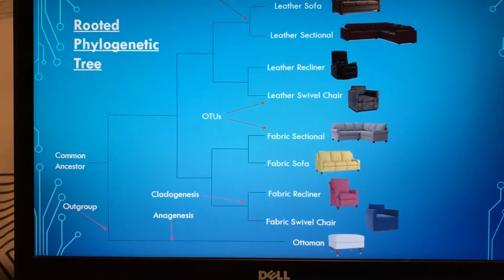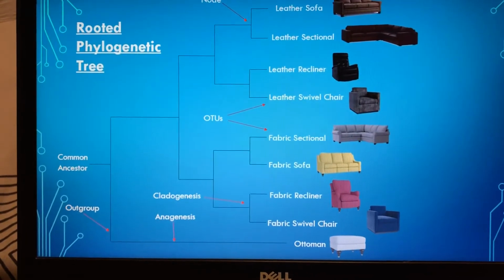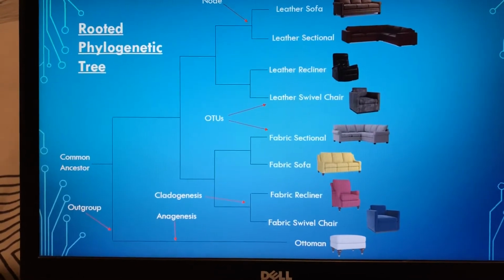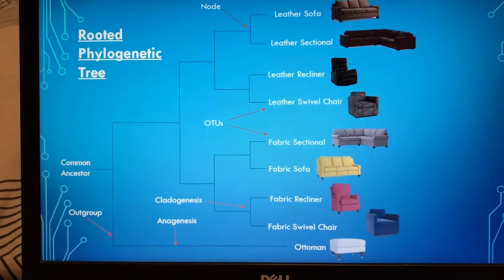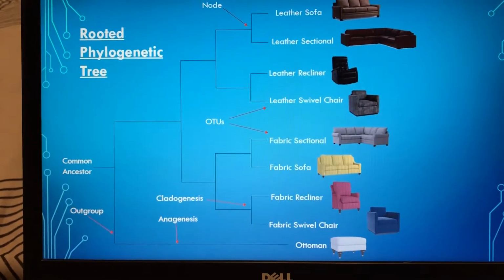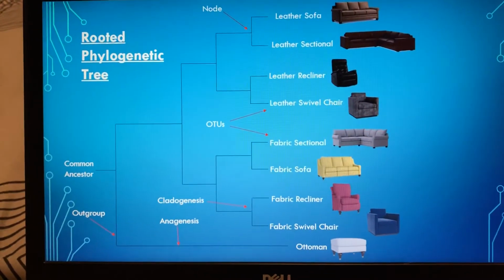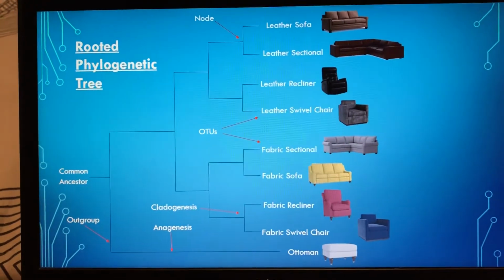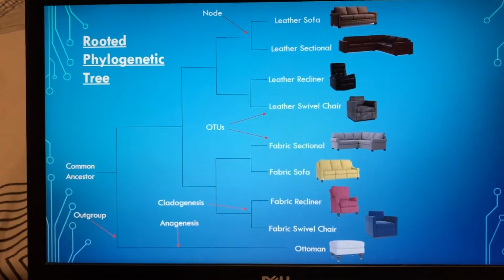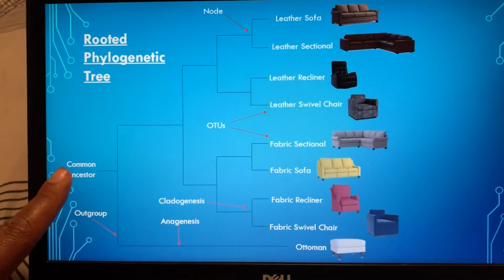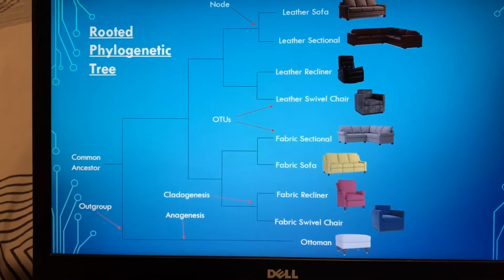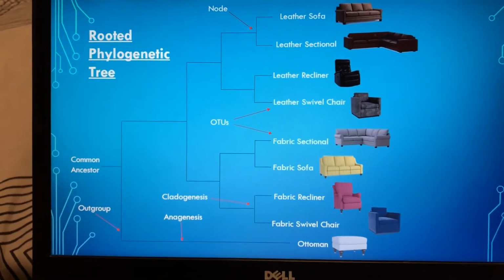And an outgroup would be the OTU that diverged the earliest from all of them. And then the outgroup is also considered the root of the tree because the other OTUs share a common ancestor. So in this case, our outgroup would be the ottoman. It immediately separated from the common ancestor and evolved on its own, which is also an example of anagenesis.